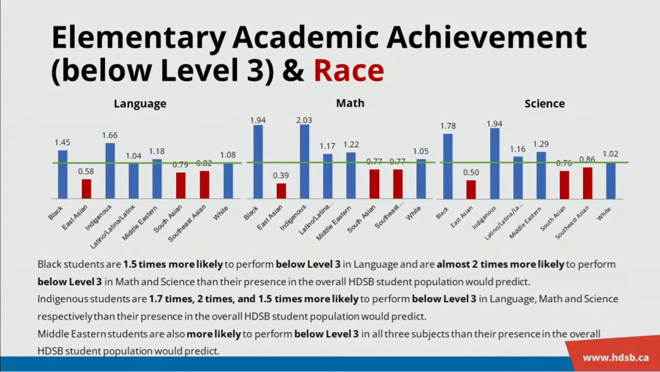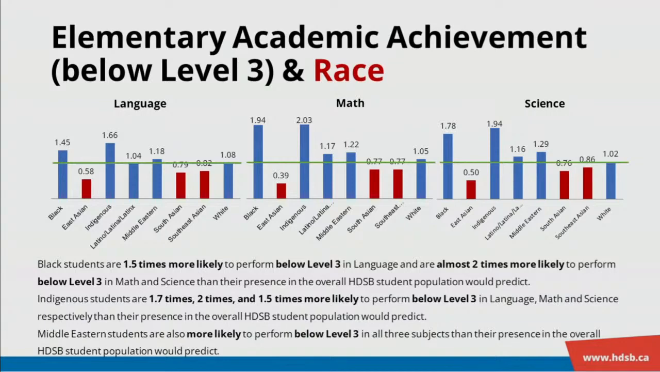Any bar above the green line would represent a disproportionality in achieving below level 3, so essentially not meeting the standard. And as one can see across the language, math, and science, unfortunately, we are not seeing all bars at or below the green line. There are some bars that are quite high.